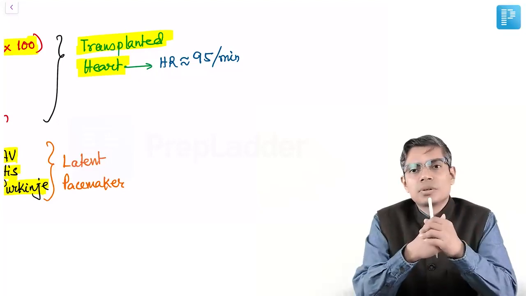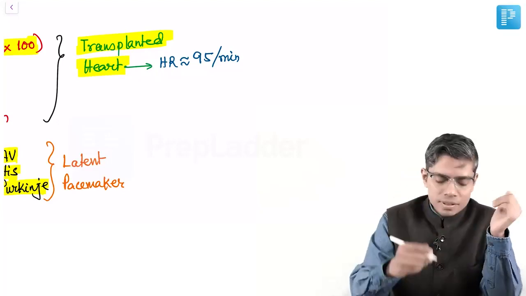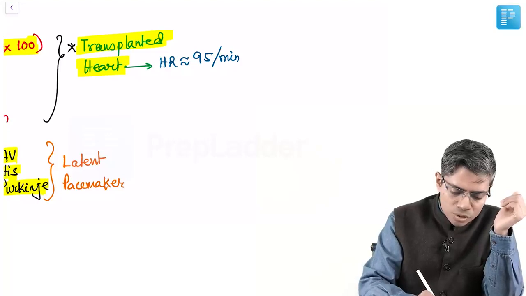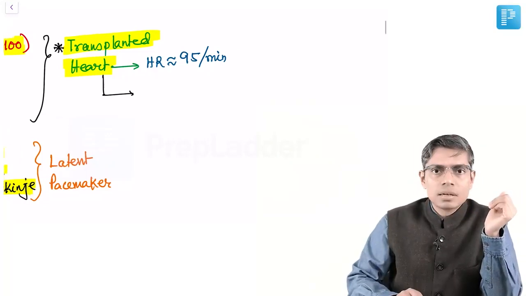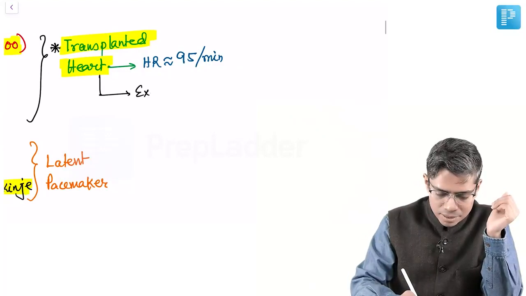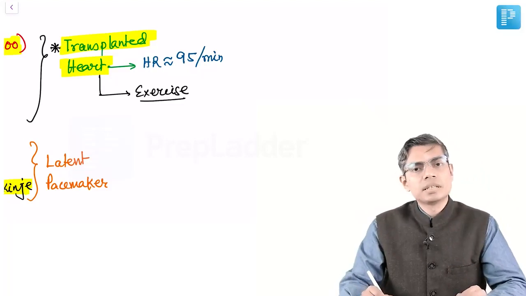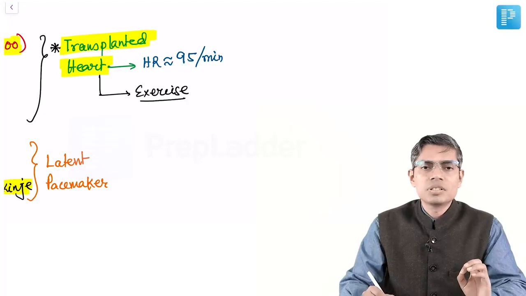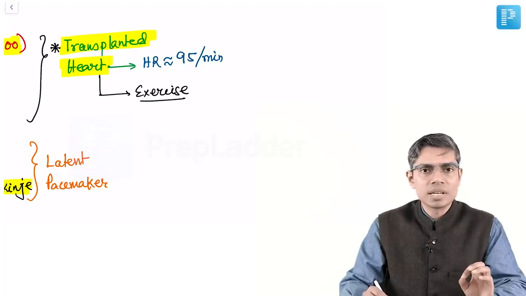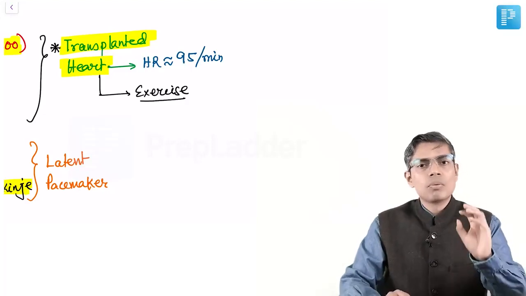Now there is a deeper question: if a person with a transplanted heart is doing exercise, okay, so now this transplanted heart patient is doing exercise after recovery. What do you think? His heart rate will rise during exercise or not? Because you have disconnected the sympathetic and parasympathetic system.